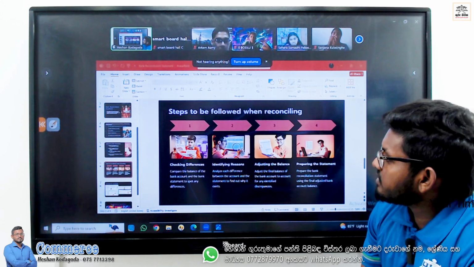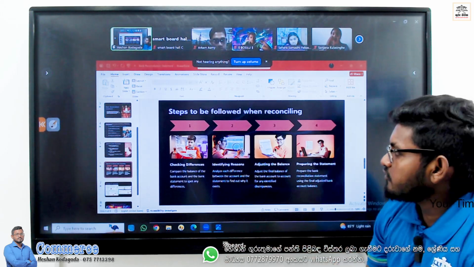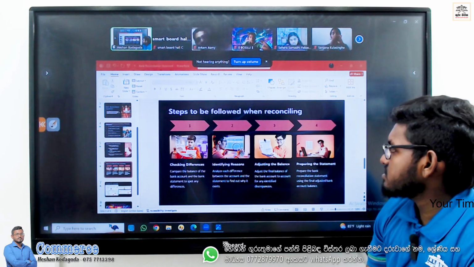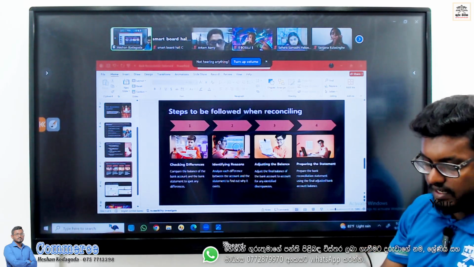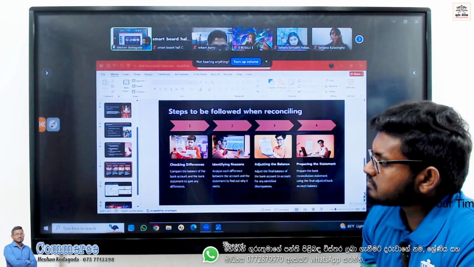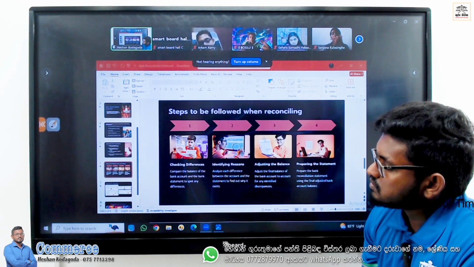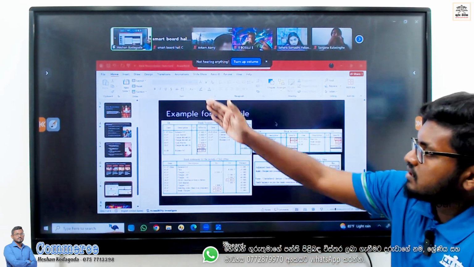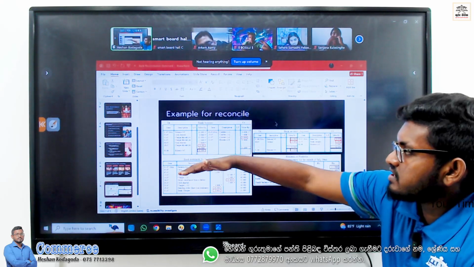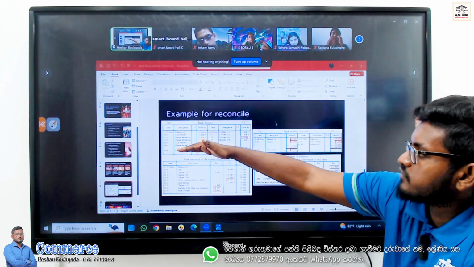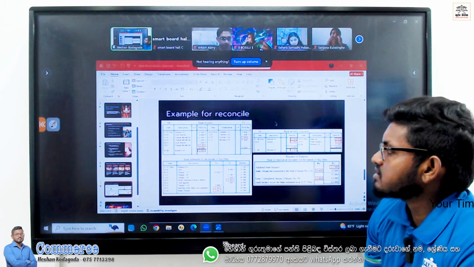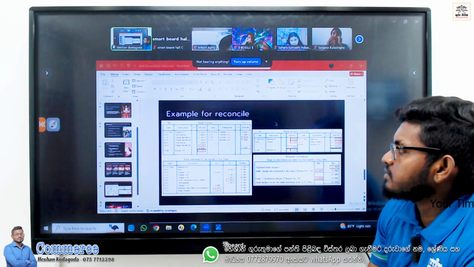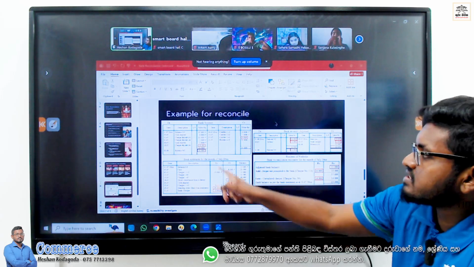Steps to be followed when reconciling: checking the differences, identifying the balance, and preparing the bank reconciliation. Next, you can see this is an example, right? We identify the differences by comparing the debit side of the bank account with the credit side of the bank statement, and the credit side of the bank account with the debit side of the bank statement.